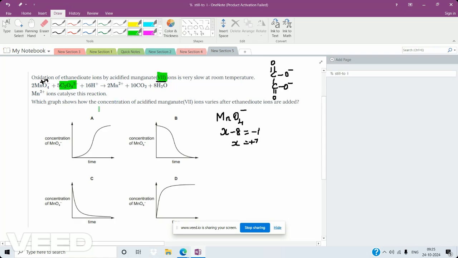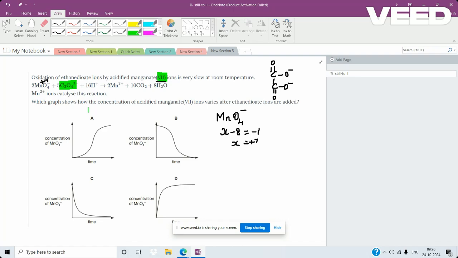While the reaction is happening, we will add the C2O4 2 minus ion to MnO4 minus ions. Here the question is Mn2 plus acts as a catalyst. If Mn2 plus acts as a catalyst, which graph shows the variation of the concentration of acidified manganate 7 ions? How will the variation be? The question is like that.